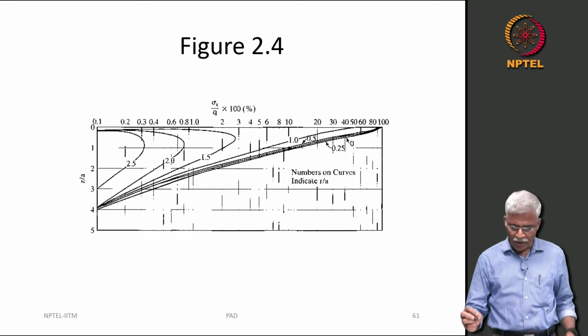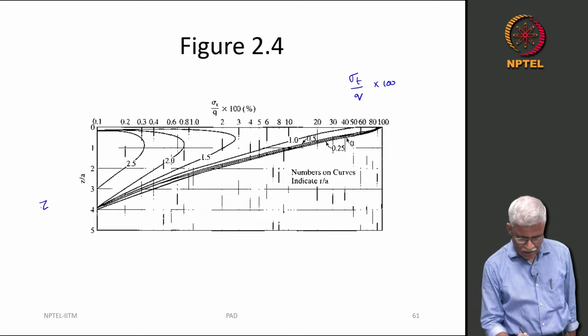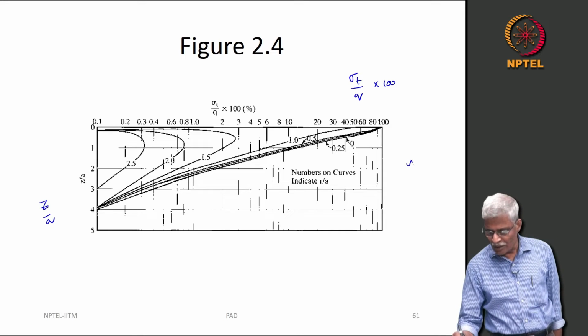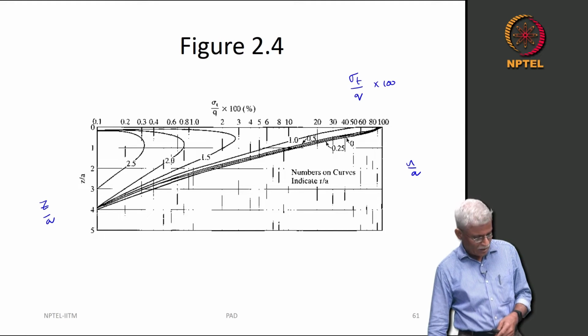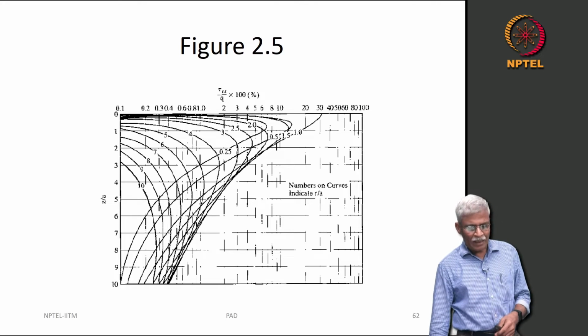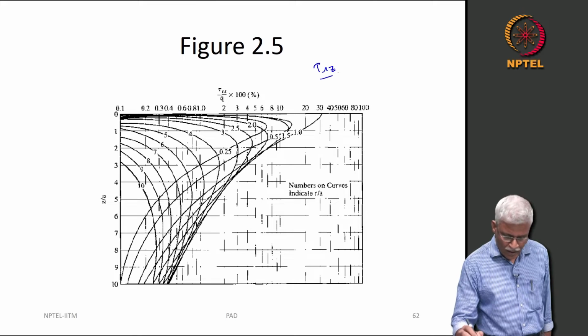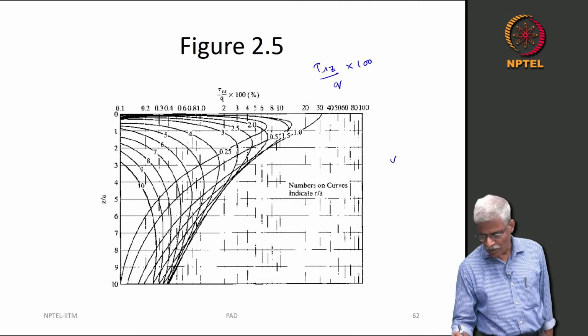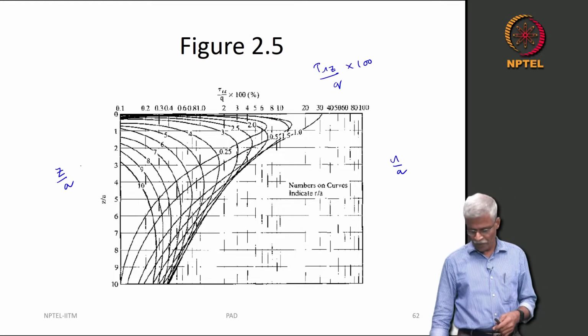And figure 2.4 is sigma t by q times 100, z by a for various r by a, that is also something I have discussed in detail with you. And this is tau r z by q times 100 for various values of r by a and z by a. Okay.